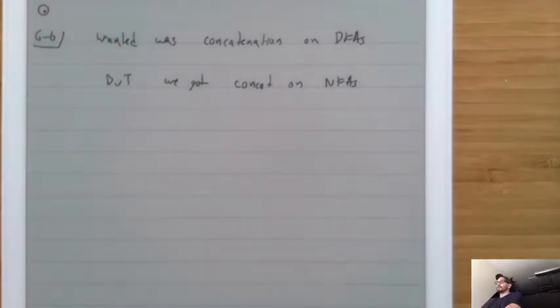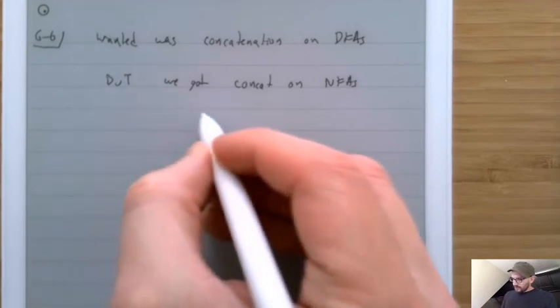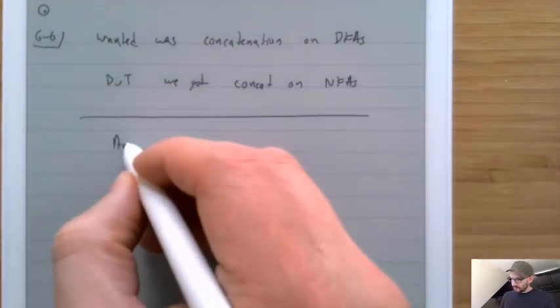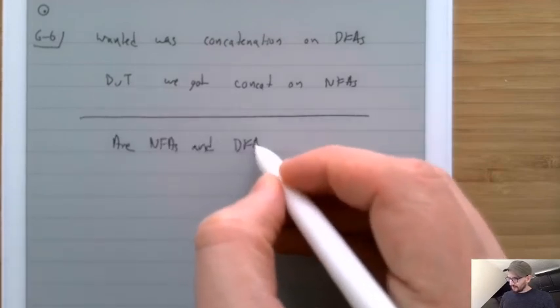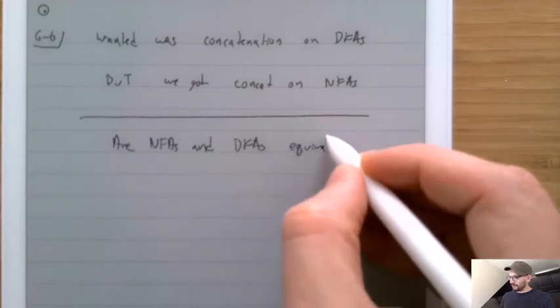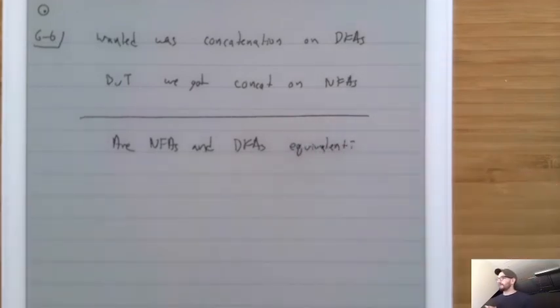Well, recall the thing that I talked about in the very first lecture, that one of the things we're really concerned about in this class is the idea that there can be multiple representations of the same concept. So what we would like to know is whether or not NFAs and DFAs are actually just different names for the same idea. In other words, are NFAs and DFAs equivalent? And what would it mean for them to be equivalent?